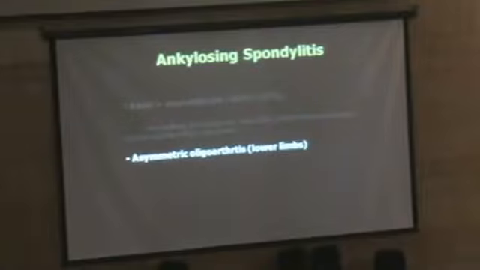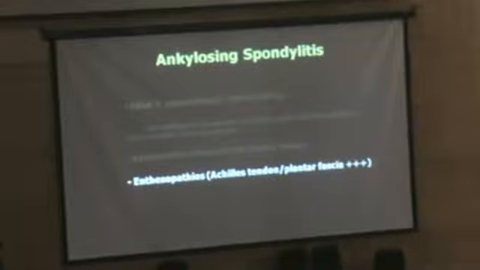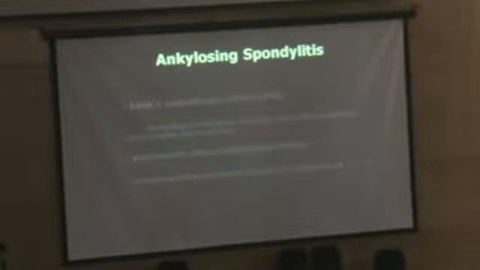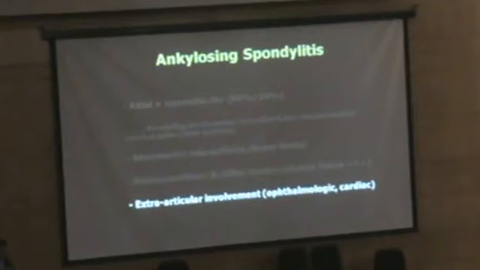Asymmetric oligoarthritis can occur in ankylosing spondylitis, especially in the lower limbs. This is a feature that we see. Enthesopathies, of course, everywhere we can see enthesopathy in patients with ankylosing spondylitis. But predominantly we see it in the Achilles tendon and the plantar fascia. And extra-articular involvement can occur as well, especially ophthalmologic and cardiac involvement.